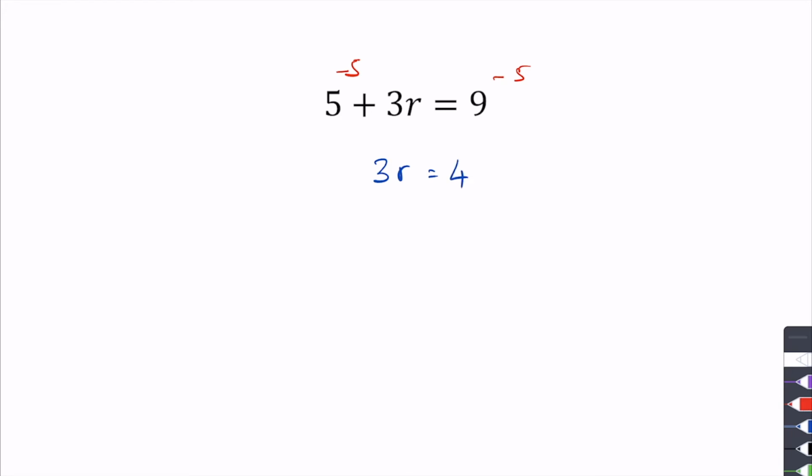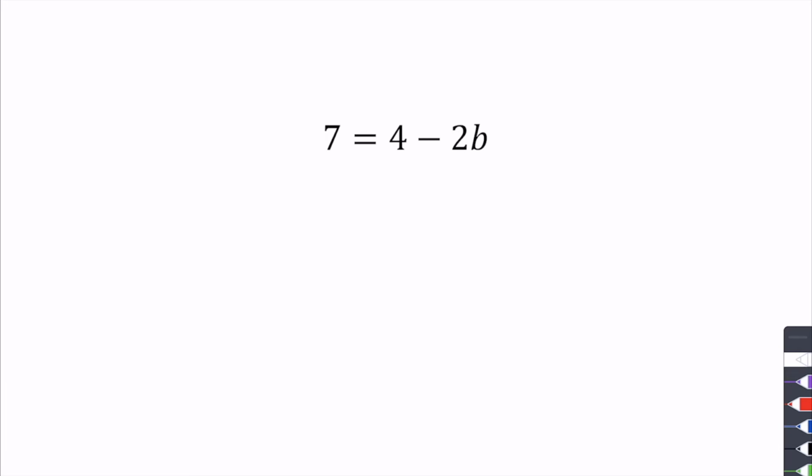And now I want to get rid of the 3, because 3 is being multiplied by r. I need to do the opposite of the sign, which is a divide on both sides. Those two cancel there, and I'm now left with r is equal to 4 over 3.